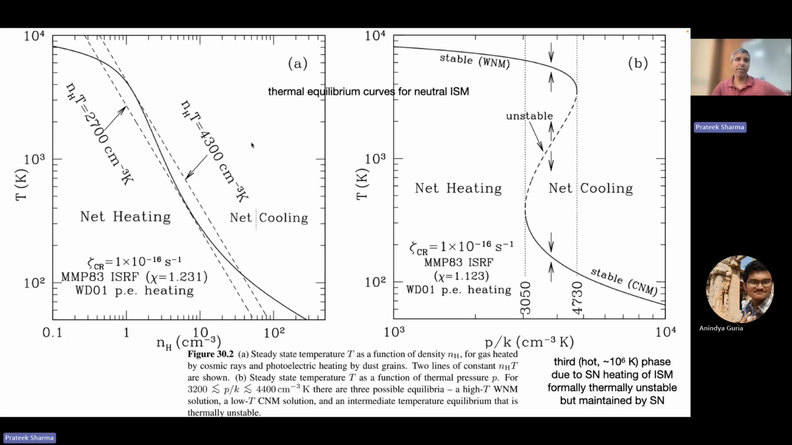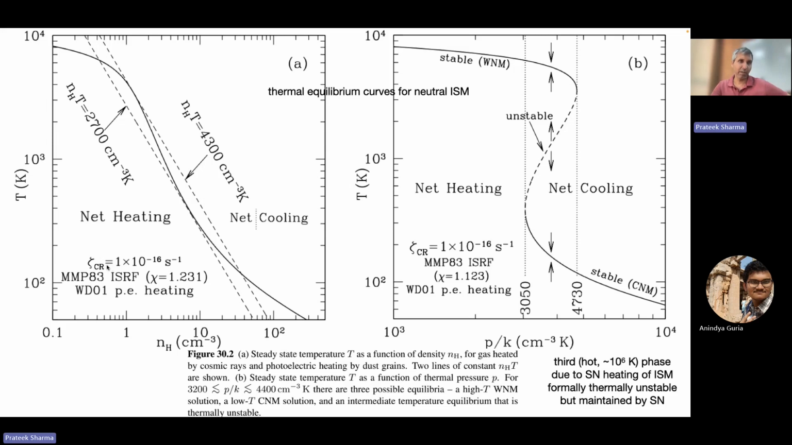If you are on the right of this curve, that is, at a higher density at the same temperature, your cooling wins, because cooling goes like n squared. So on this part of the phase space, cooling dominates. On this part of the phase space, heating dominates. So this solid curve is the equilibrium curve.